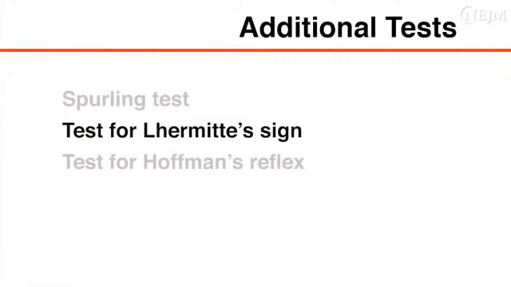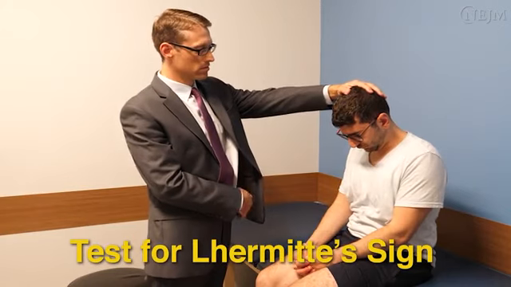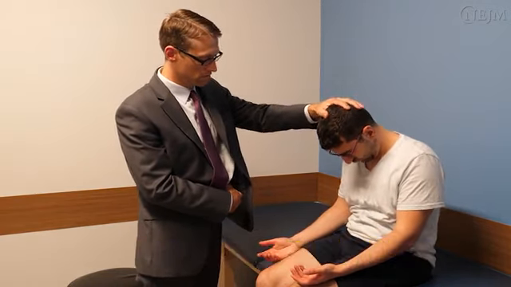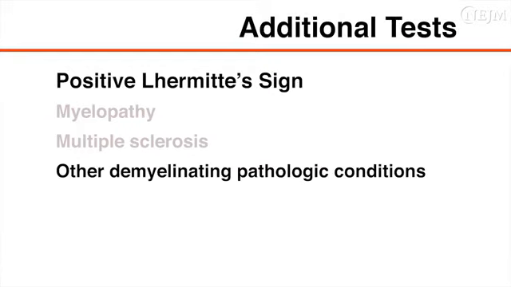Lhermitte sign is a sensation that is similar to that of an electric shock that radiates down the spine and into the arms and legs. Passively flex the patient's neck forward to assess for this sign. Lhermitte sign is positive in myelopathy, multiple sclerosis, and other demyelinating pathologic conditions.